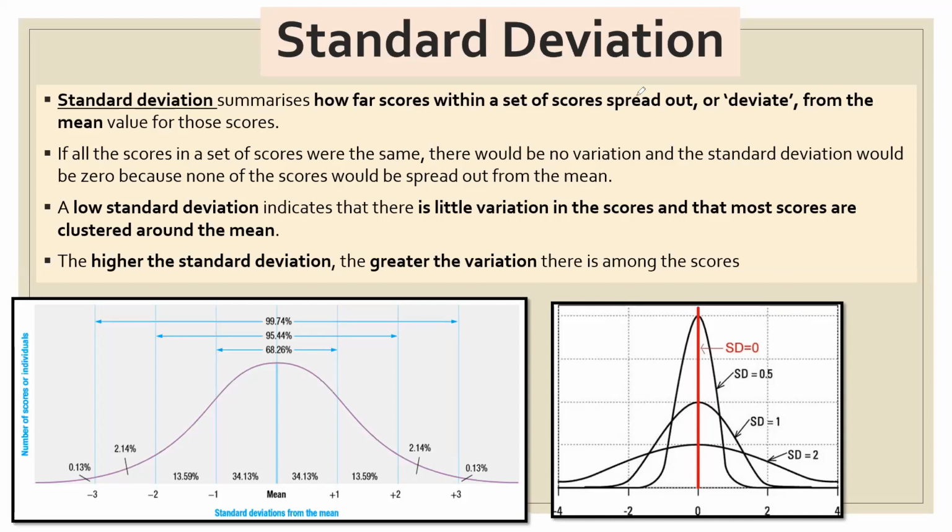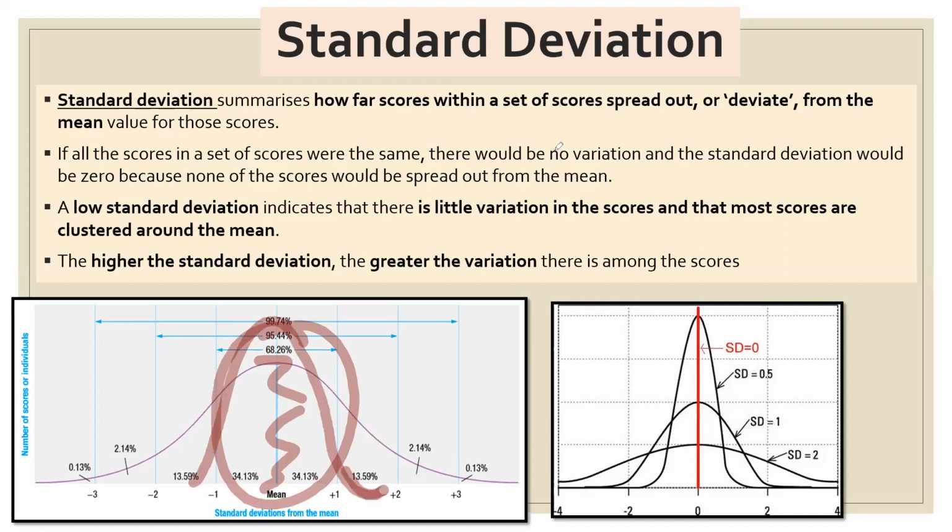But before I do that, I just want to tell you guys that a low standard deviation means that there's little variation, little differences in the scores, and that most scores are clustered around the mean. So if we look at a low standard deviation, most of the scores will be around the mean. It will be mostly in this area. That would be a low standard deviation. The spread would be very small.